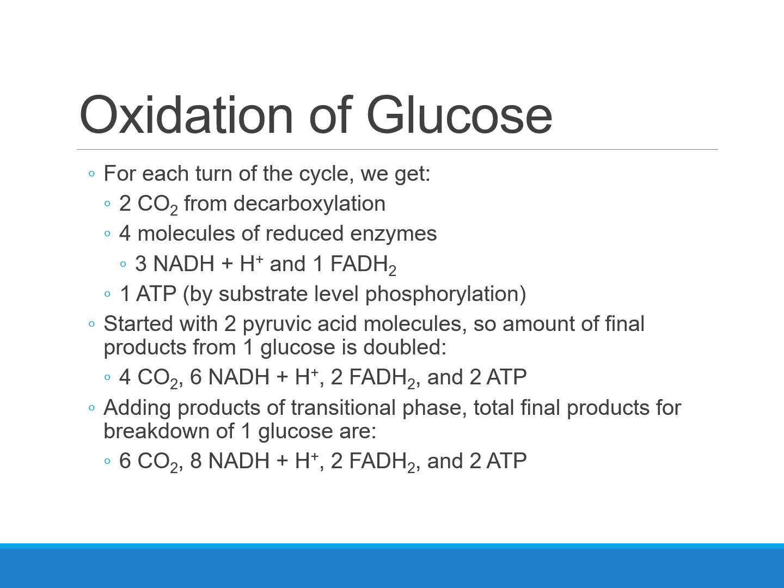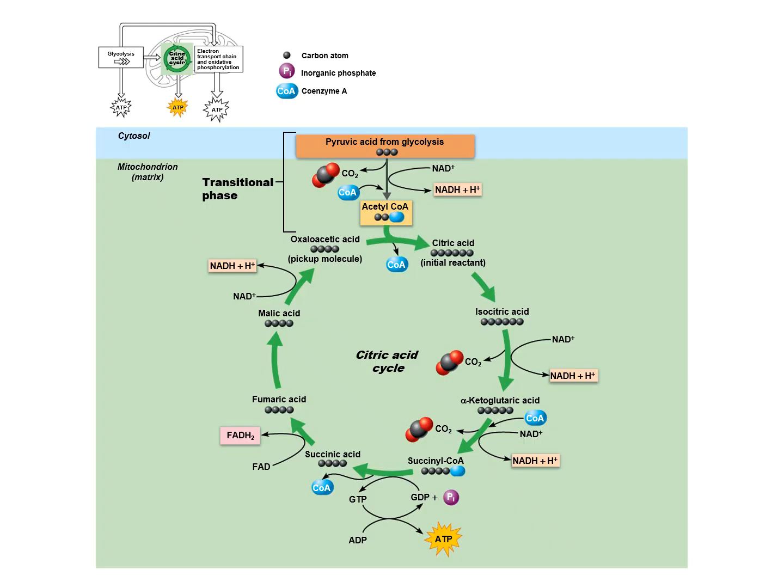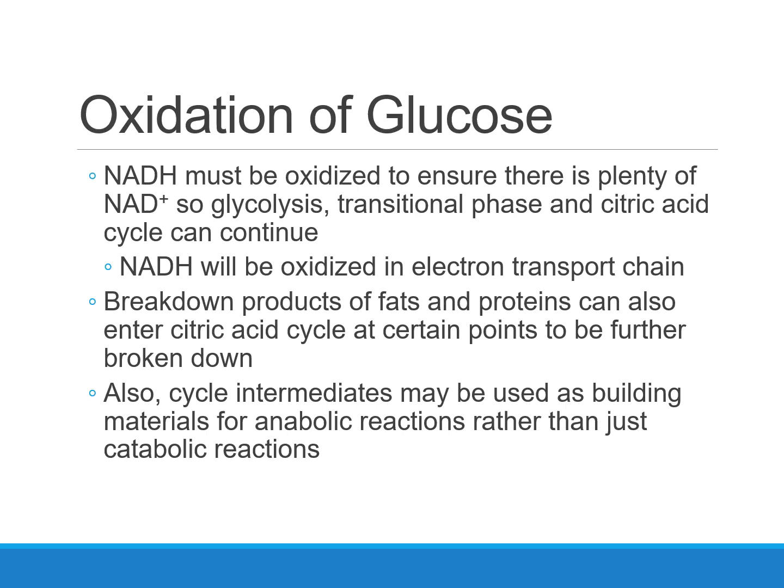Adding products of the transitional phase, the final total breakdown products for 1 glucose at this point are 6 carbon dioxides that you're going to exhale, 8 NADH plus hydrogen ion, 2 FADH2s and 2 ATP molecules. So the moral of the story is we get 2 ATP molecules plus some other stuff off of here. So there's that picture again. Again, do not need to learn all of these intimate details.